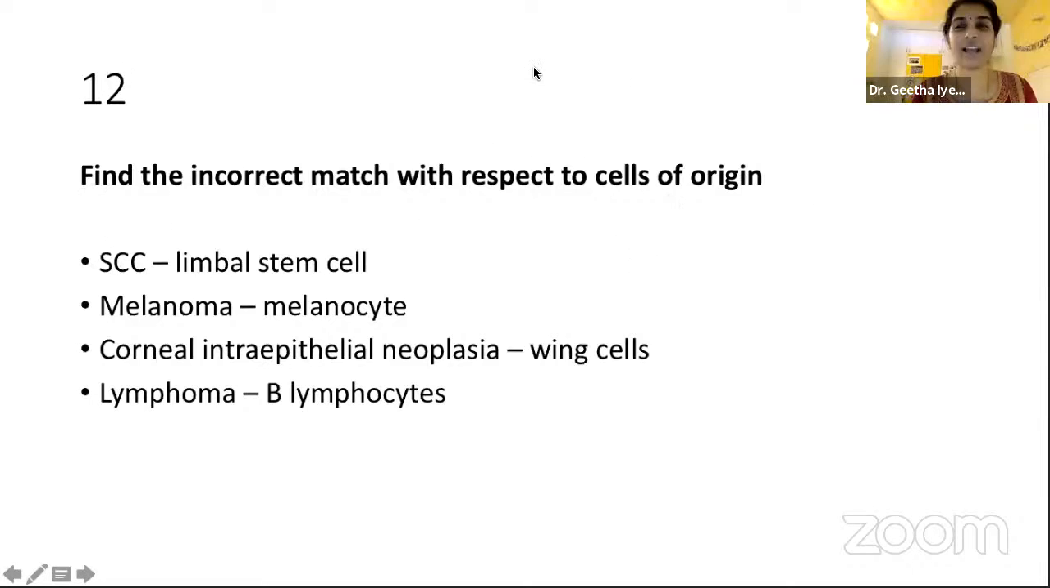Yeah. So this is the last one. Find the incorrect match with respect to cells of origin: squamous cell carcinoma, limbal stem cell; melanoma, melanocyte; corneal intraepithelial neoplasia, wing cells; and lymphoma, B lymphocytes. The incorrect match. Yeah, so most people got it right. Corneal intraepithelial neoplasia does not originate from wing cells, limbal stem cells only.